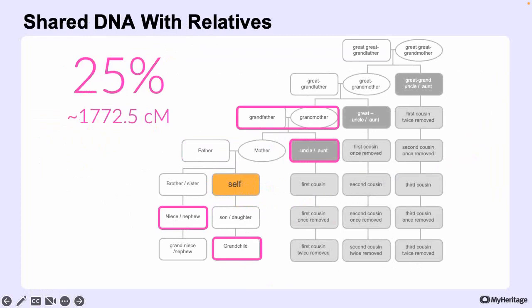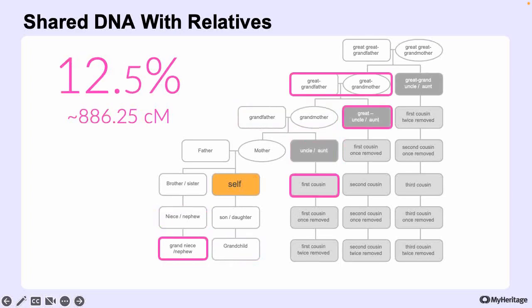We share 25% with each of our grandmothers and 25% with each of our grandfathers. But in terms of genetics, it's actually the same amount that we share with a person who can be our uncle or aunt, or our niece or nephew or grandchild. So the genetic information indicates a relationship, but there are relationships that are genetically equivalent. The amount of DNA that we share with these people is the same, but the type of relationship is different.